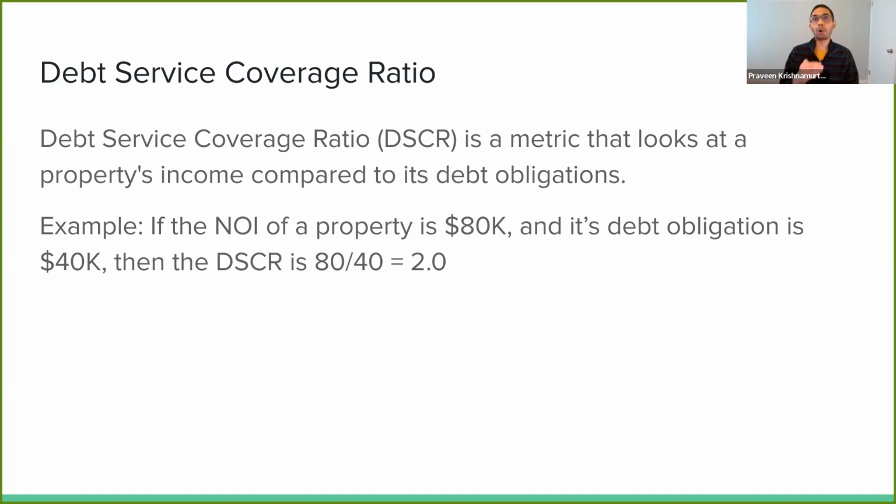So clearly you want the DSCR to be higher, and most lenders look for a minimum DSCR of 1.2 while making your loan. In other words, if you have an NOI of 120,000 on a property, then they will be comfortable lending you up to 100,000 in debt service and no more. So this is a very important concept again, and we'll see how this comes into play during the investment.